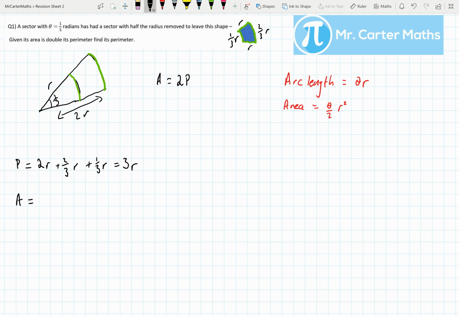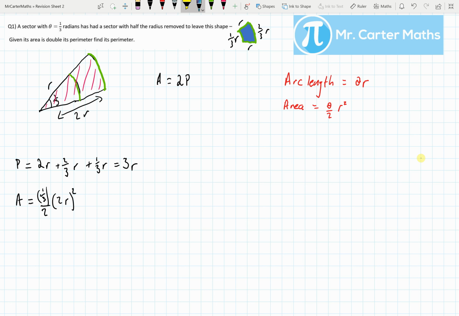I'm now going to do something very similar but with my area. If I'm looking for an area of a shape that's had a shape taken away, I'm going to think of doing my bigger area first. So that's theta over 2 times r squared. I need to be careful because that's 2r all squared. And actually I know theta, don't I? 1 over 3. So that's an expression for my larger area, this whole sector.